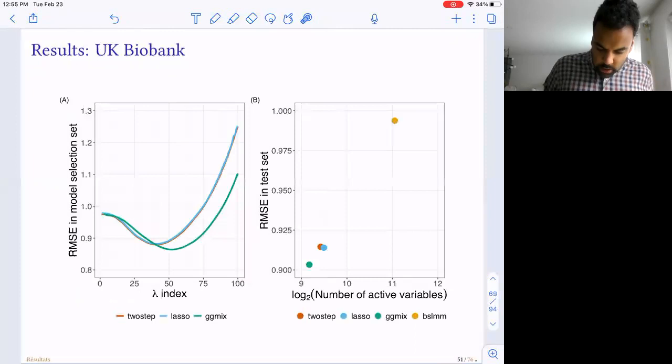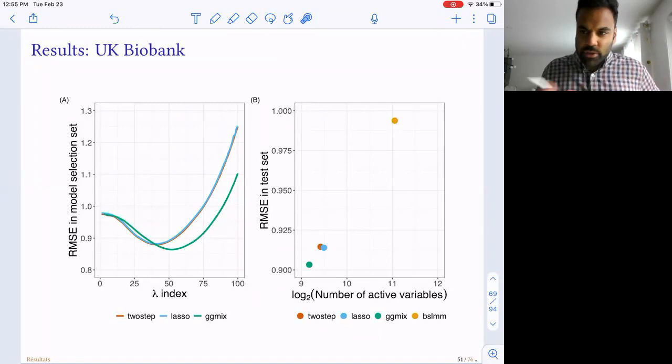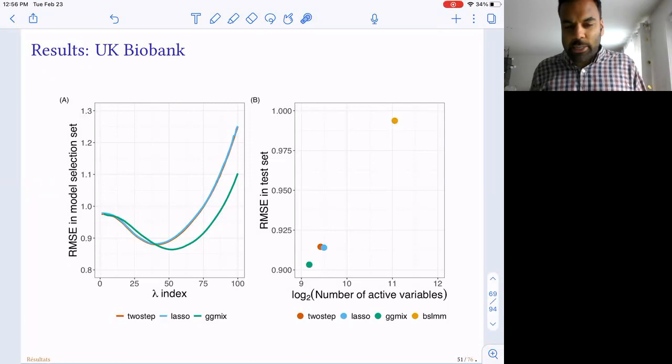So these were the results in UK Biobank. I have two graphs here, and I compared our method to the two-step method, which is what I just mentioned, and then the traditional lasso with a principal component adjustment. That's another technique I didn't talk about: fit a lasso model and use the principal components of the kinship matrix as unpenalized predictors in the lasso model. So that can work as well.